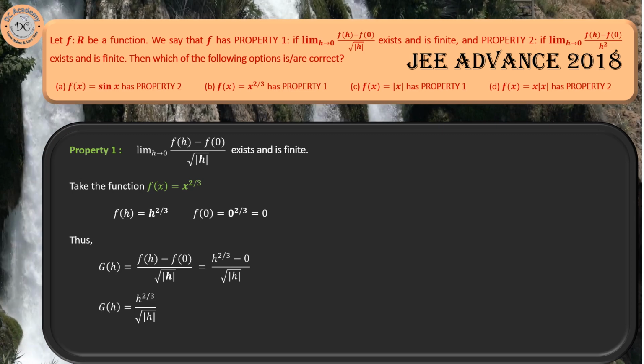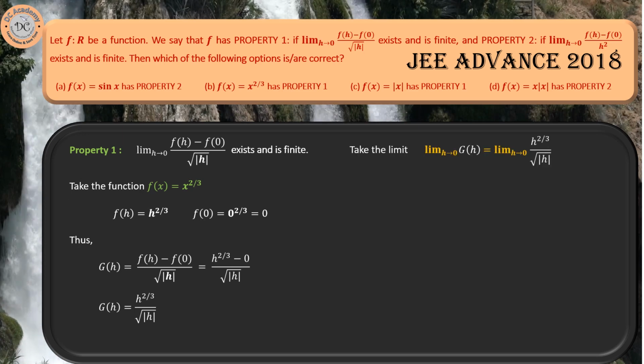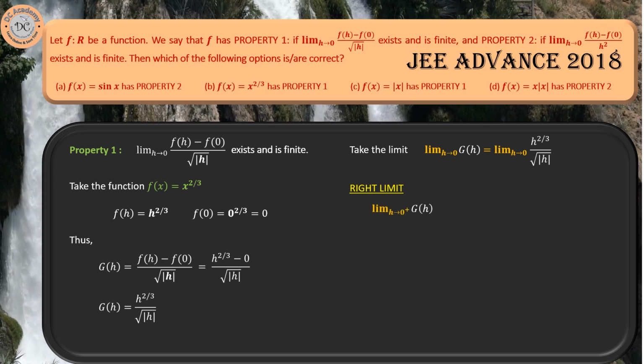Now see that the value of mod h will change based on whether we approach the point from the right or from the left. So here we have to test it on the basis of the right and left limit concept. Let's go ahead. So we try to find the limit as h tends to 0 of g(h), and we are first concerned with the right limit. So we need to calculate the limit as h tends to 0 plus of g(h). Now we all know how we calculate the right limit for a function.